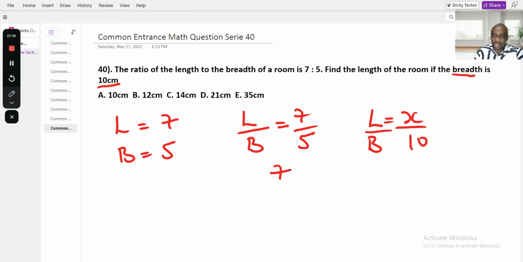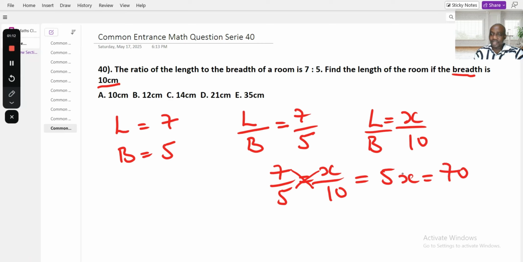Now you say 7 over 5 equals x over 10. It's the same thing. So what we are going to do now is cross multiplication. You multiply it by this and multiply it by this. 5 times x will give us 5x equals 7 times 10, which gives us 70. Divide both sides by the coefficient of x, which is 5. When you divide this by 1, divide this by 1, the x will stand alone.